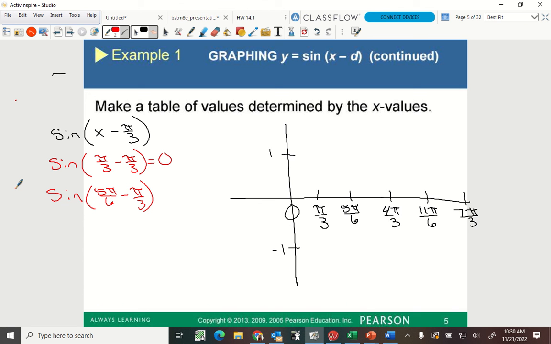Now, put your finger on pi over 2 and trace it all the way up. Sine is the y value. What is my y value there? 1. There we go.